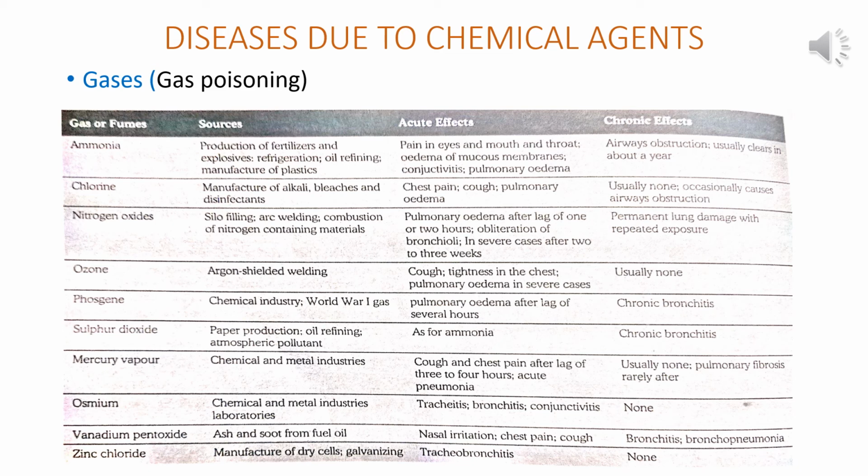All of these gases are encountered in certain occupations. For example, chlorine is encountered in manufacture of alkali, bleaches, and disinfectants. Ammonia you come across in the production of fertilizers and explosives, in refrigeration, in oil refining, etc. And all these have adverse effects on the health of the worker. So these are the second type of chemical agents that result in occupational diseases.